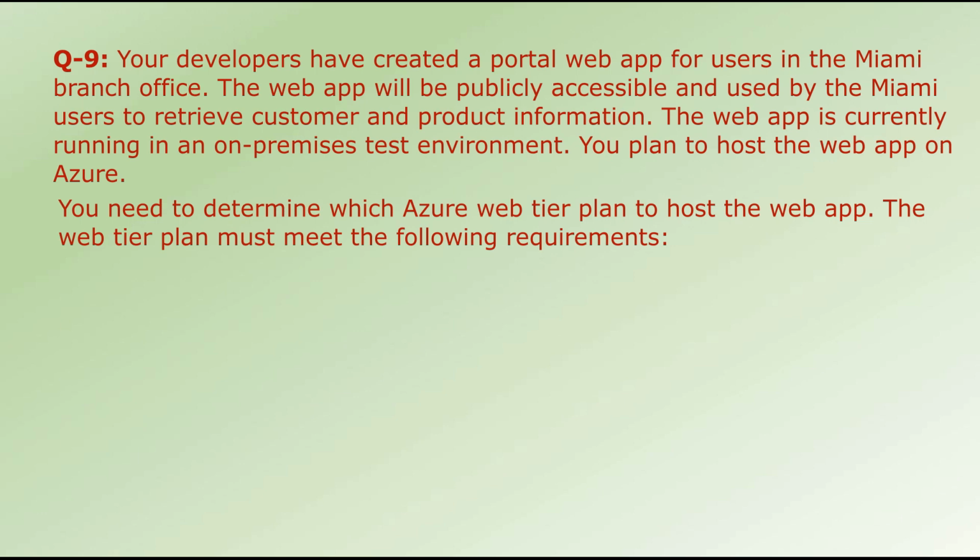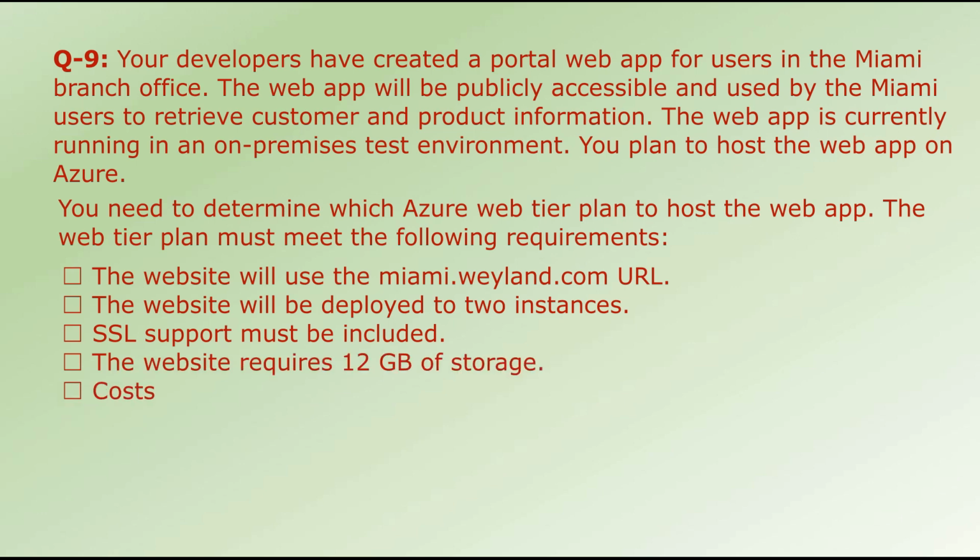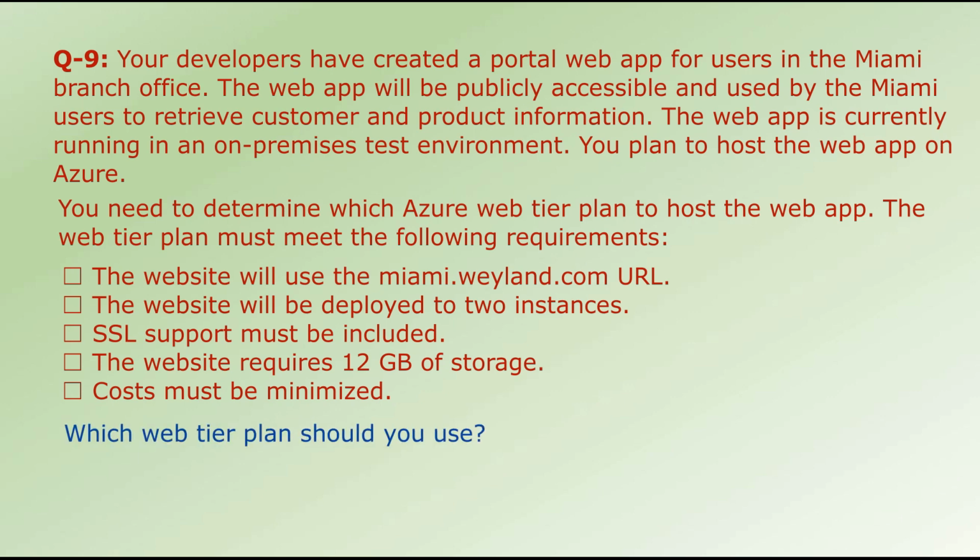The web tier plan must meet the following requirements. The website will use the miamiwayland.com URL. The website will be deployed to 2 instances. SSL support must be included. The website requires 12 GB of storage. Cost must be minimized. Which web tier plan should you use? A. Standard. B. Basic. C. Free. D. Shared.